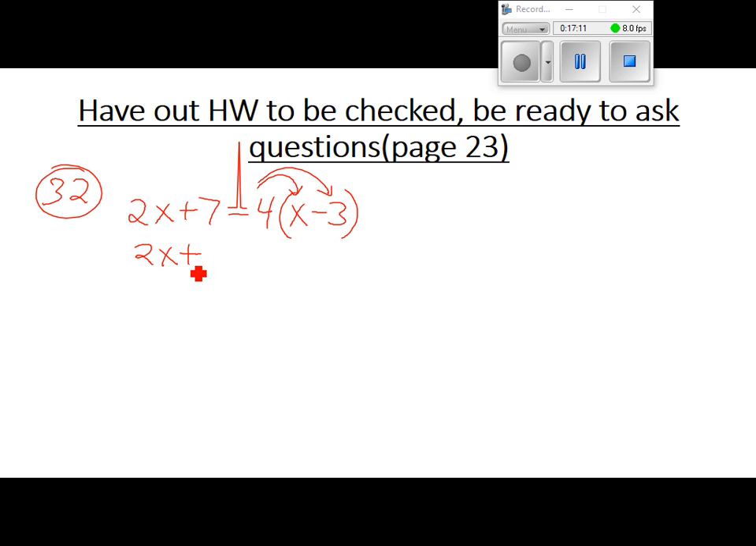2x plus 7 stays the same. What's 4 times x? What's 4 times a negative 3? Now I'm going to solve this.